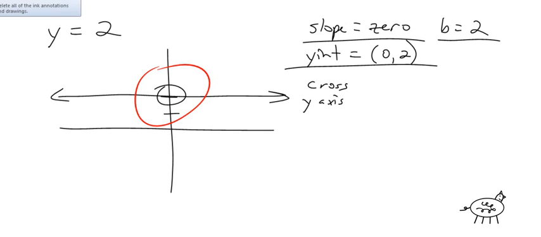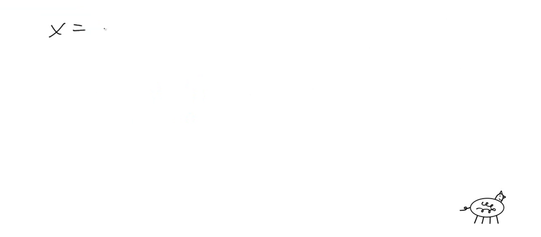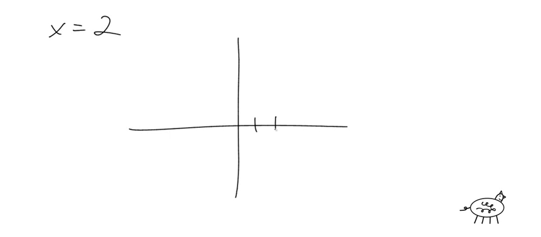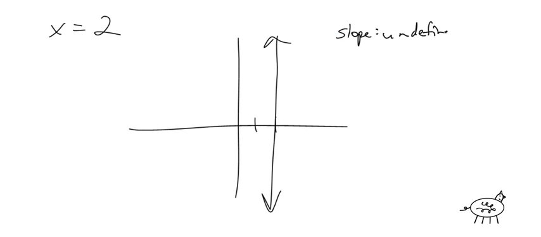Let's try x equals 2. Well, let's sketch it first. 1, 2. It's a vertical line going through 2. Okay, so let's do a couple things here. First question is, what is my slope? And you guys should know right away, man, this is an undefined slope. Okay, so remember that. For an x equals, it's always an undefined slope.